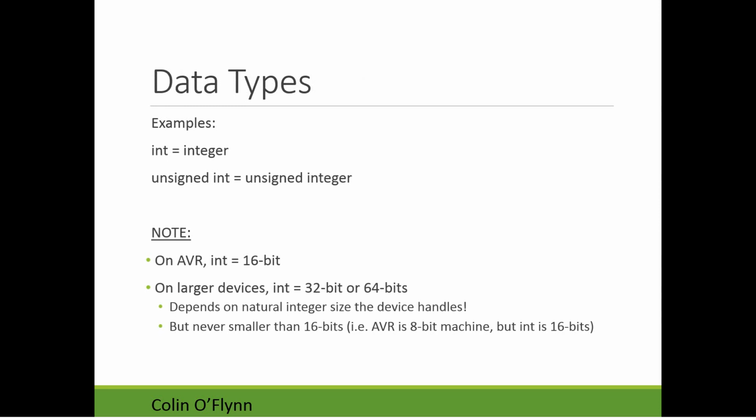All right, so the other thing that's useful to know about is the data types you're likely to run into in C. The basic types are, you always have your integer and unsigned integer.